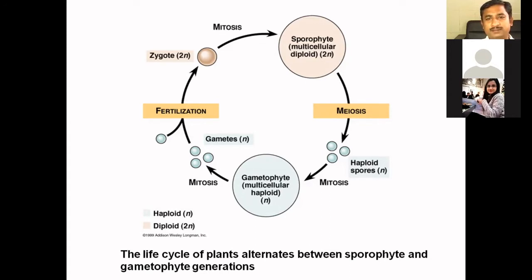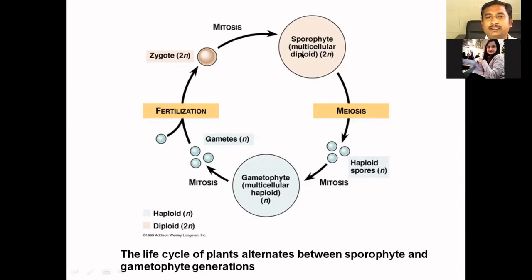These are scientific terms. The sporophyte is diploid in nature, meaning 2n. That is what we mean by sporophyte, a multicellular diploid. 2n, in a scientific way we call it diploid. It's the ploidy status of a cell.